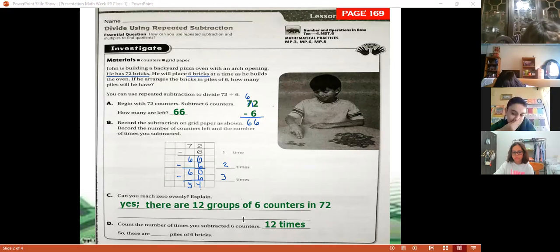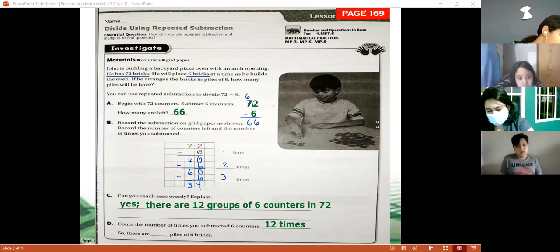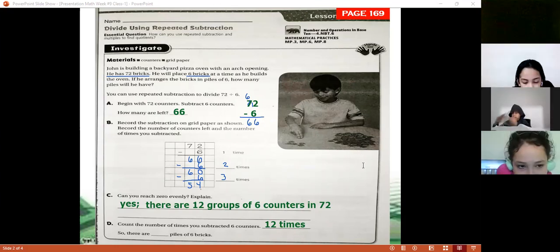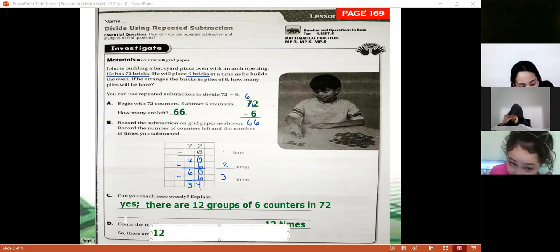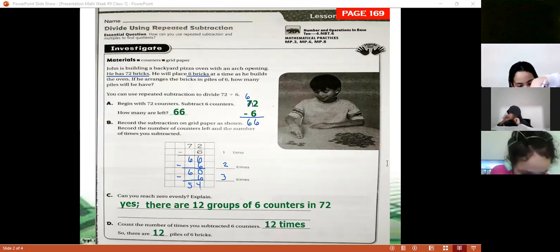So how many piles of 6 bricks are going to be, class? What is going to be the answer here now? How many piles? We're going to have 12 times, so there are going to be 12 piles of 6 bricks. That's right. 12 piles of 6 bricks.